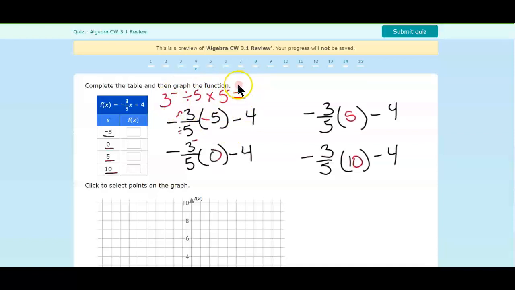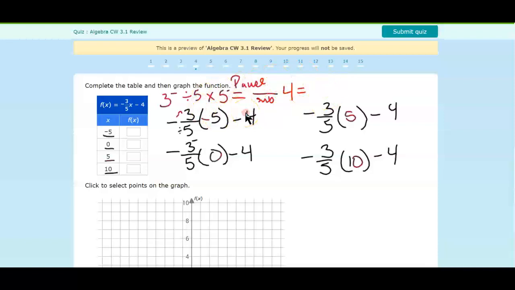So I need to pause and get that result. Then I can subtract. This isn't a minus, this is a subtract 4. And hit equals. That should give you your correct answer.